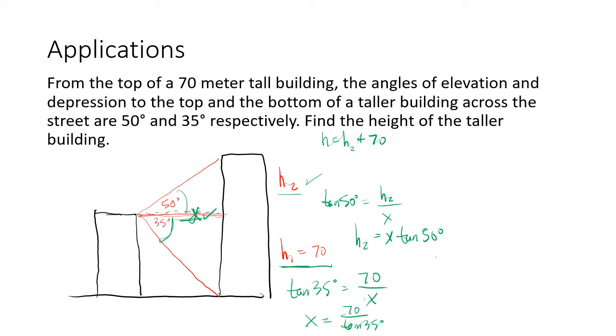So we know h2, so basically what I'm going to do is h is equal to, right, x we said was 70 divided by the tangent of 35 degrees, and we're going to multiply that by the tangent of 50 degrees, and then whatever we get, we're going to add 70 to that. So let me just plug that into the calculator real quick. 70 divided by the tangent of 35 degrees times the tangent of 50 degrees, and then add the 70. So the height of the taller building is 189.14-ish feet.